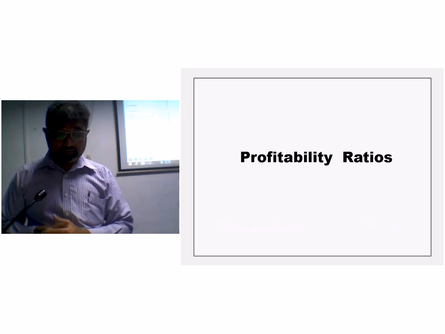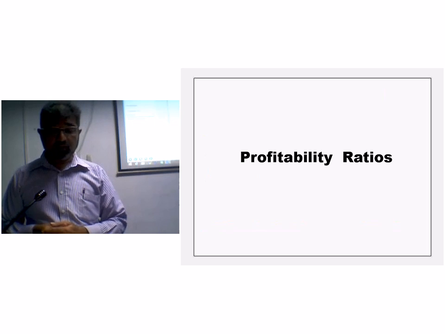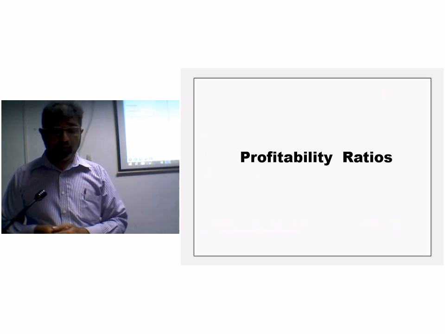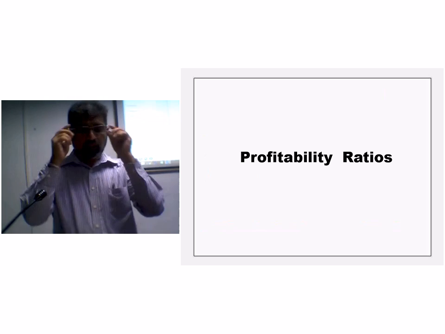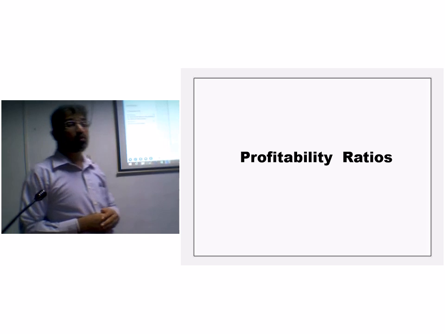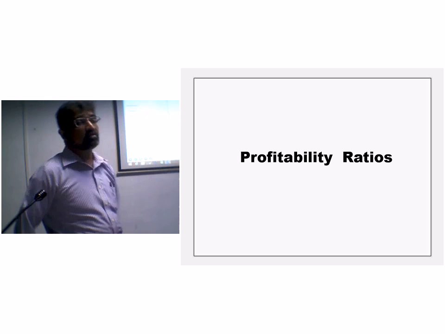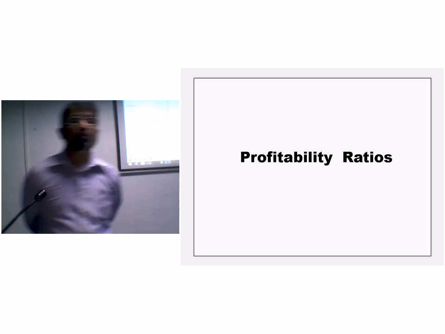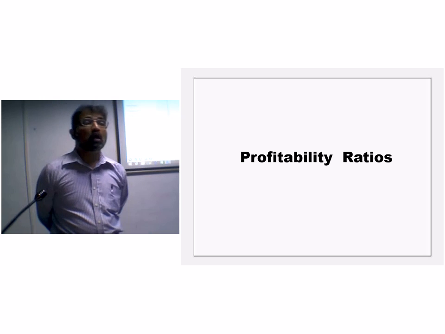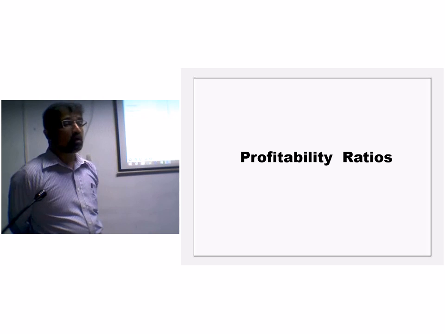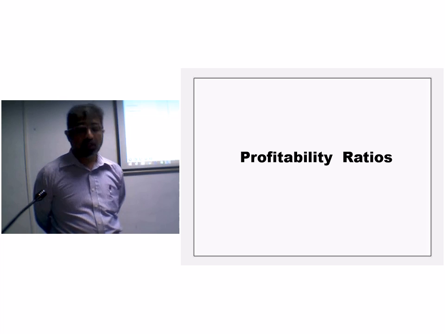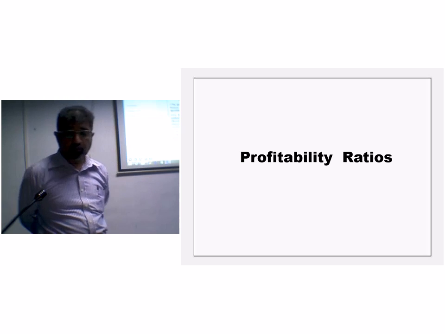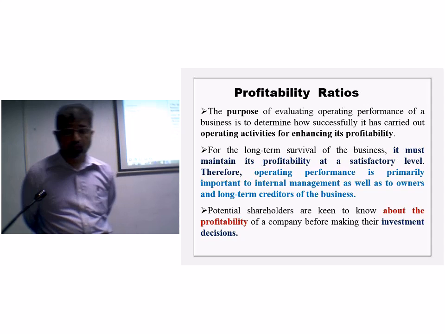Then next, the second category, profitability ratio. Actually, profitability ratios we can also divide into 2. One is profitability based on sales. The other one is profitability based on investment, right? Now if we move to the first part, profitability based on sales.